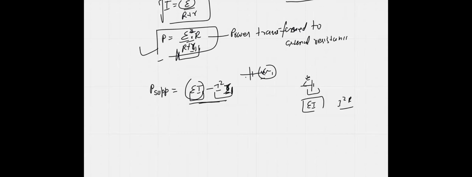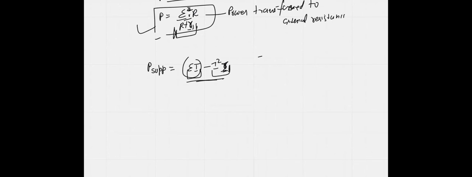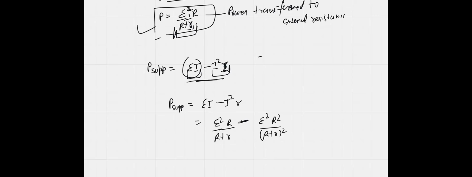If I just make an equation for this, for power versus R, a circuit equation, where this is the power supply, then P is equal to EI minus I squared small r. So you will have E squared times R divided by R plus small r, and again minus E squared R squared divided by (R plus r) squared. This is what you are going to get.